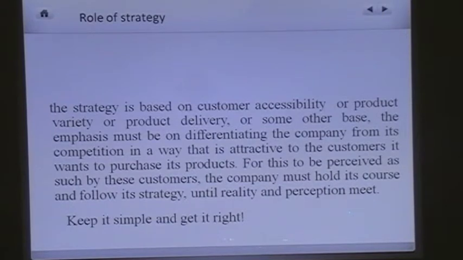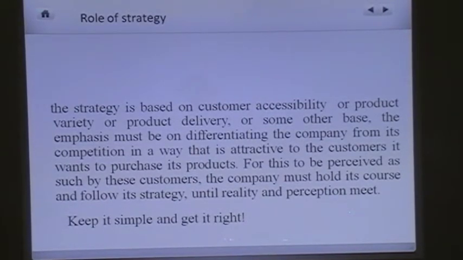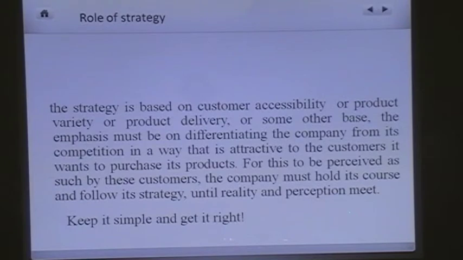Let's look at the role of strategy. The role of strategy is basically based around customer accessibility or product variety or product delivery, and in some cases it puts emphasis on differentiating the company from its competition in a way that it is attractive to customers. It wants them to purchase its product. Basically it means that you are trying to follow a sequence of steps which then lead to some sort of an action and communicate your thinking and ideology behind how customers perceive your product, why customers should buy your products, and why customers should be attracted towards your products.